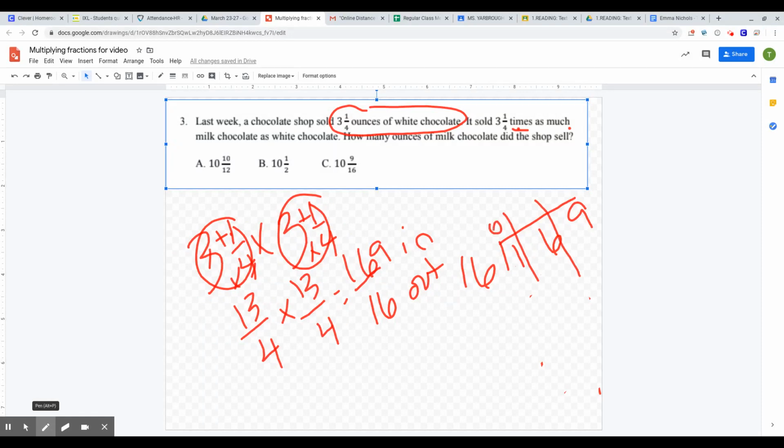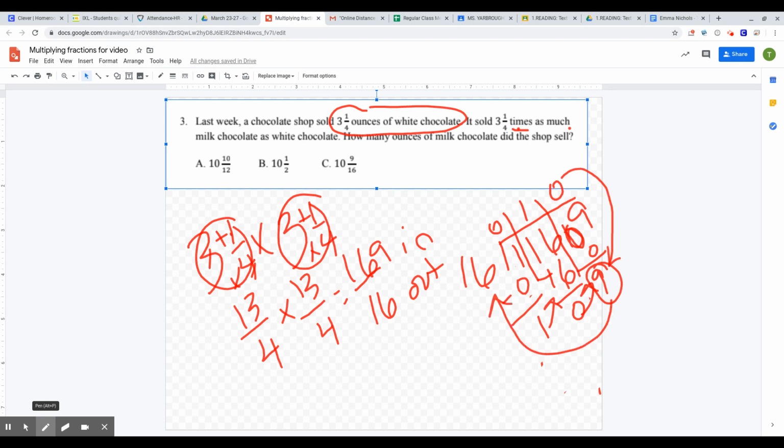16 does not go into 1, so a 0 on the top and the bottom. Subtract and slide. 16 goes into 16 one time. Subtract, you get a 0 and slide. 16, that is a 0. 16 does not go into 9, so a 0 on the top and the bottom. Subtract, get 9. 9 is my remainder. Whole number, numerator, denominator. So 10 and 9 over 16. Again, our answer is C.